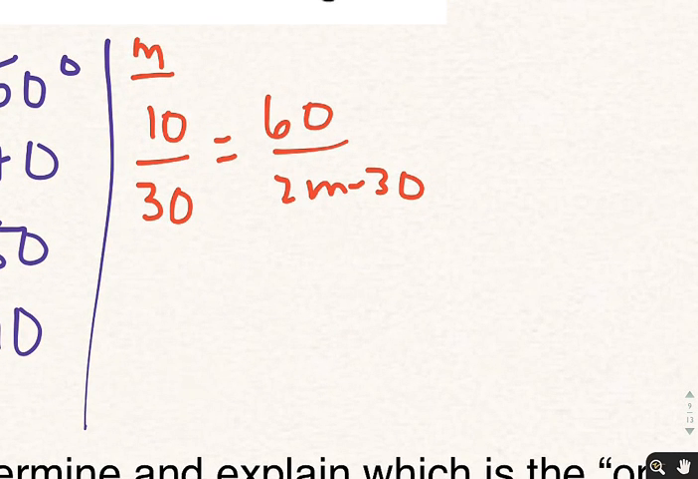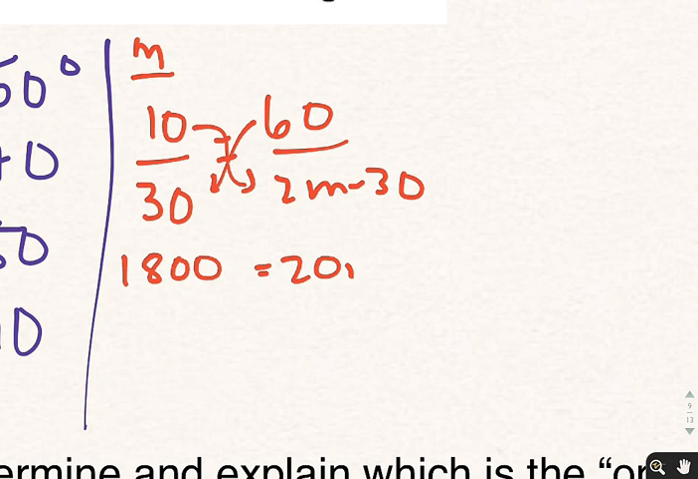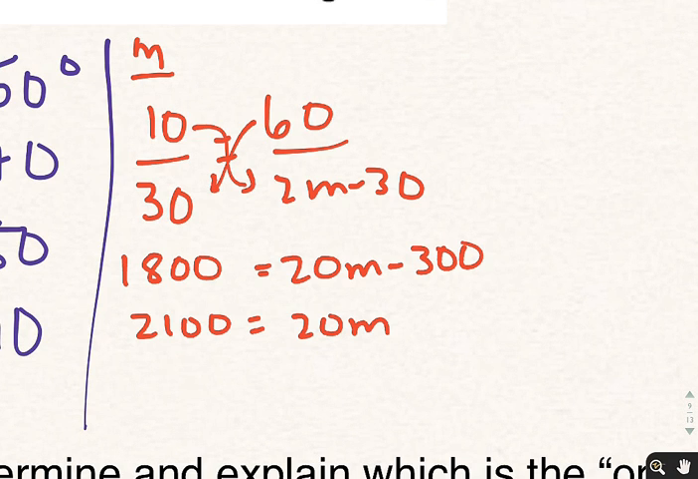Now from here, just pick your favorite algebraic solving method and do it. I'm going to go ahead and pick cross multiplication because I'm feeling crazy right now. So 60 and 30 should be 1800, I believe. And then solving the other way, I have 20m minus 300. So here's where we have to go ahead and continue solving. Show as many steps as you want, it's up to you. If I add 300 to both sides, that should be 2100 is equal to 20m. And then if I divide by 20, I believe m rounds out to be 105.